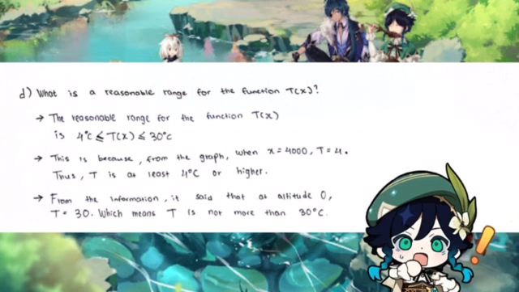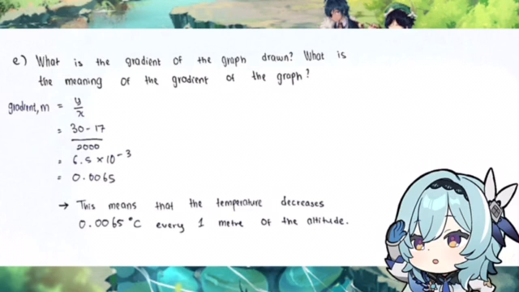This is the reasonable range for the function t(x) because from the graph, when x is 4000, t is 4. We choose 4000 as the highest altitude because the maximum height of Mount Kinabalu is 4095 meters. Thus, t is at least 4 degrees Celsius or higher. And from the information, it said that at altitude 0, t is 30 degrees, which means t is not more than 30 degrees Celsius.